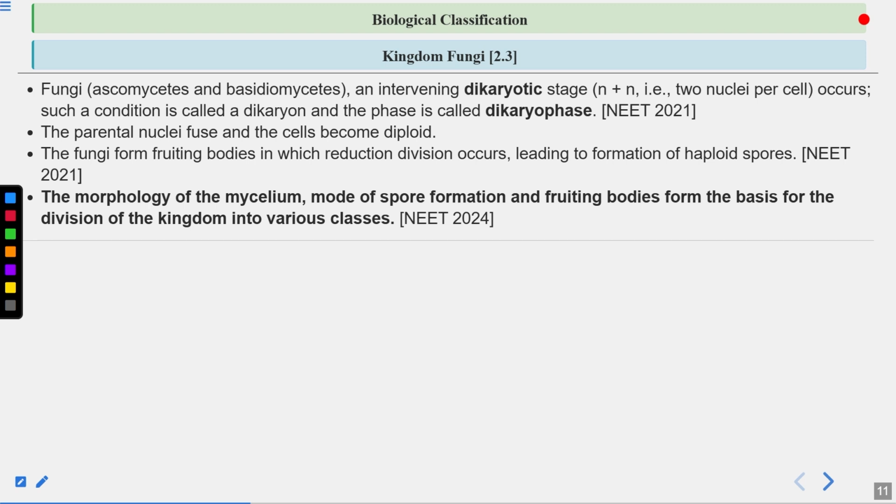Now, kingdom fungi has been divided into various classes based on morphology of the mycelium, mode of spore formation and fruiting bodies. Again, a question has come from this line here. How has the kingdom fungi been divided into various classes? What was the criteria?